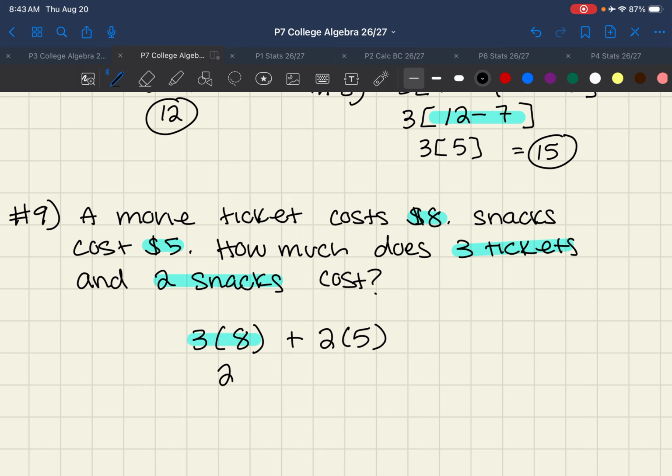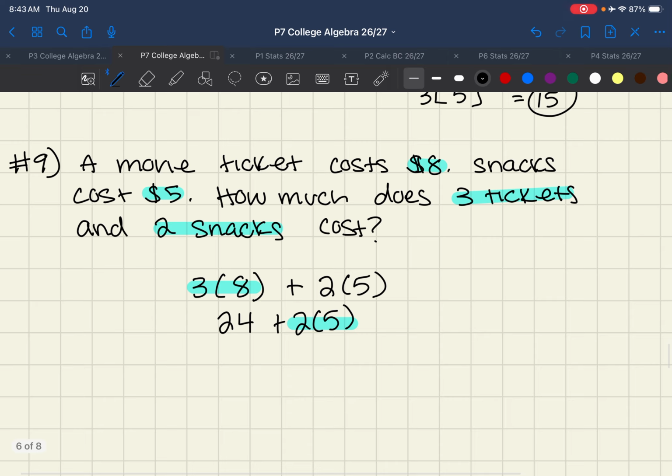3 times 8 is 24. Bring down the other side. Then we have another multiplication, 2 times 5, so we have 24 plus 10. Add these together, and I get 34. So remember, this is not a correct answer. Some of you are writing 34 or even writing the dollar sign and calling it a day.